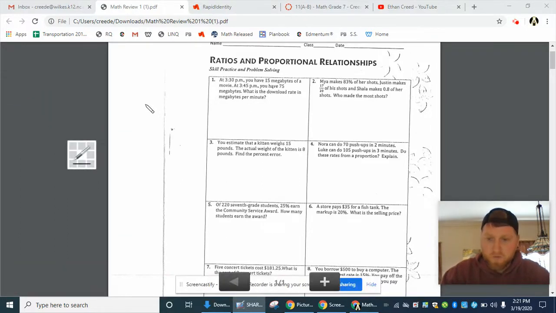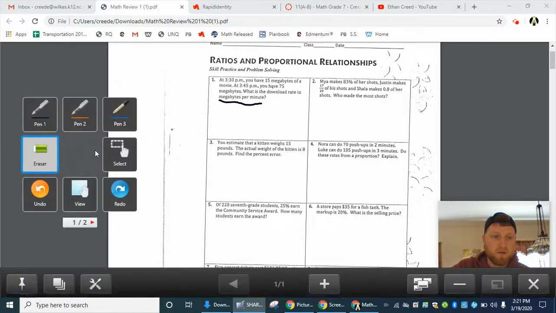All right, so let's start with the first one here. At 3:30 p.m., you have 15 megabytes of a movie. At 3:45 p.m., you have 75 megabytes. What is the download rate in megabytes per minute? Keywords here: megabytes per minute. Not megabytes per hour, but megabytes per minute.